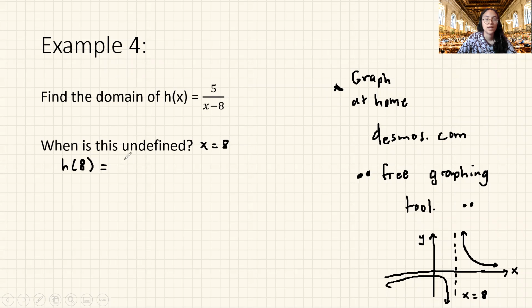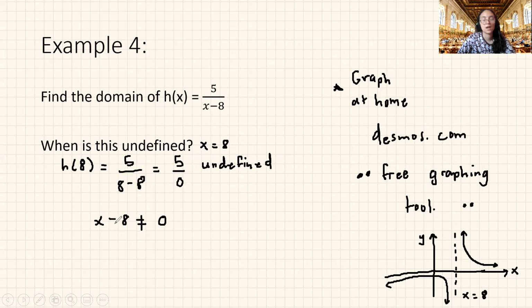When we plug in 8, we'd have 5 over 8 minus 8, and 8 minus 8 would give you 0. So this would be undefined at x is equal to 8. Okay, so in order to find the domain, we have to find the values where x minus 8, the denominator, is not equal to 0. This is how we find the domain.